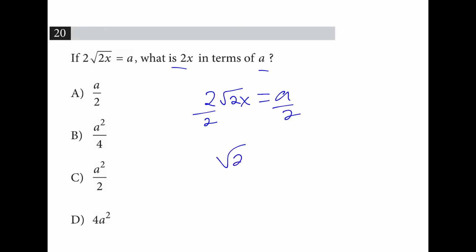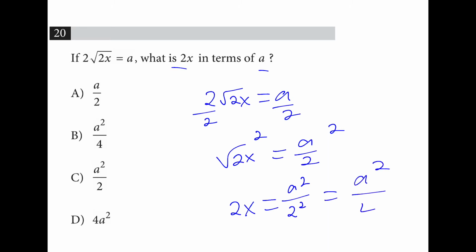So I have the square root of 2x is equal to a over 2. And I'm going to square both sides. So that leaves me with 2x is equal to a squared over 2 squared, or a squared over 4.